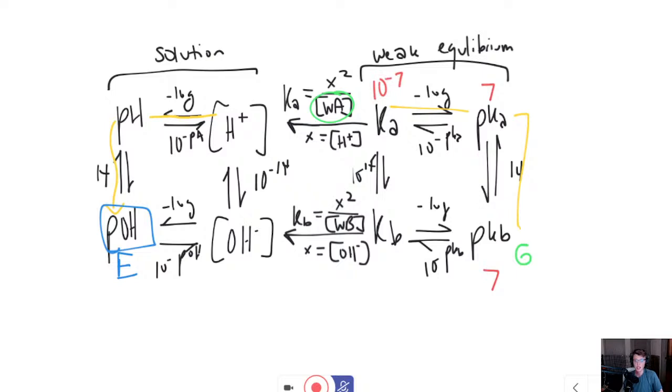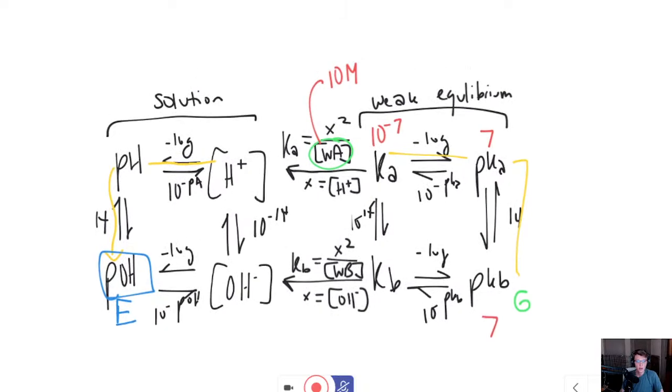Let's say that this Ka concentration, so that concentration of the weak acid, is 10 molar. We just set this up and we're going to solve for x. So we would have 10 to the negative 7 is equal to x squared over 10. We multiply both sides by 10. That cancels. This is going to be 10 to the negative 8.